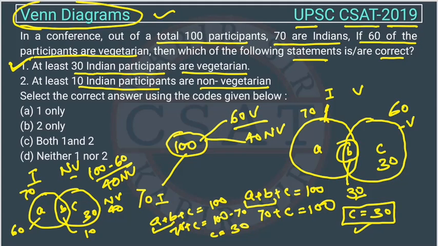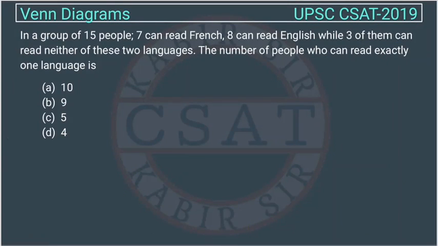So there are 10 Indian participants who are non-vegetarian, because this 10 is the common part, right? So it is representing the number of persons who are Indian and non-vegetarian. So this statement is also correct. So the answer would be C: both A and B are correct, right? So this is a question of Venn diagram asked by UPSC in their CSAT paper of 2019.